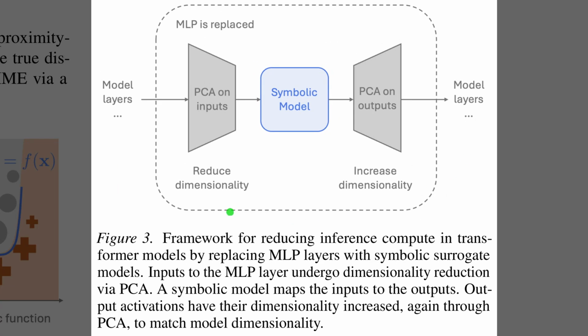entire network. Alright. Figure 3 details the specific pipeline used to accelerate transformer models by replacing their heavy MLP layers. Because symbolic regression scales poorly with high-dimensional inputs, the process starts on the left by using PCA to compress the incoming activations. These reduced features are then passed through the central symbolic model, which computes the output using a discovered mathematical formula. Finally, a second PCA step on the right expands the results back to the original dimensionality, allowing the rest of the network to continue without interruption.